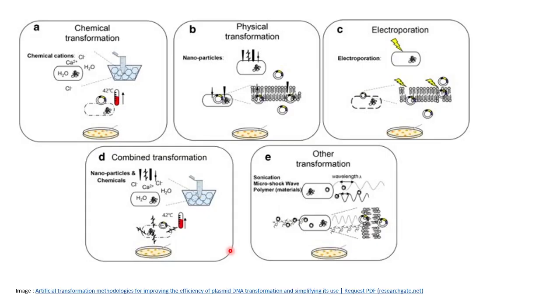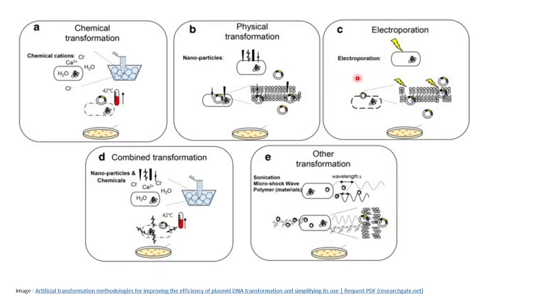So here you can see this is a chemical transformation where calcium chloride is used for transfection. So using a chemical method, the DNA of interest is introduced into the cell, and this is a physical transformation where nanoparticles are used. As I already mentioned, so many techniques are available nowadays. So this is a technique where the nanoparticles are used, using which the DNA is passing through the plasma membrane of the target cell.